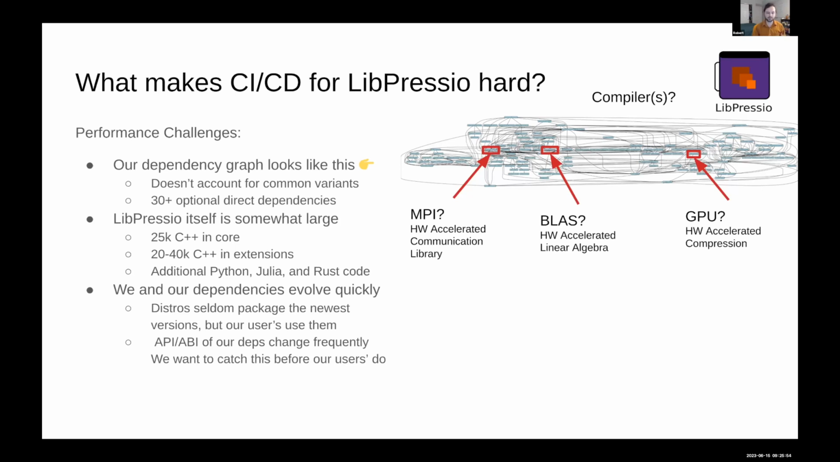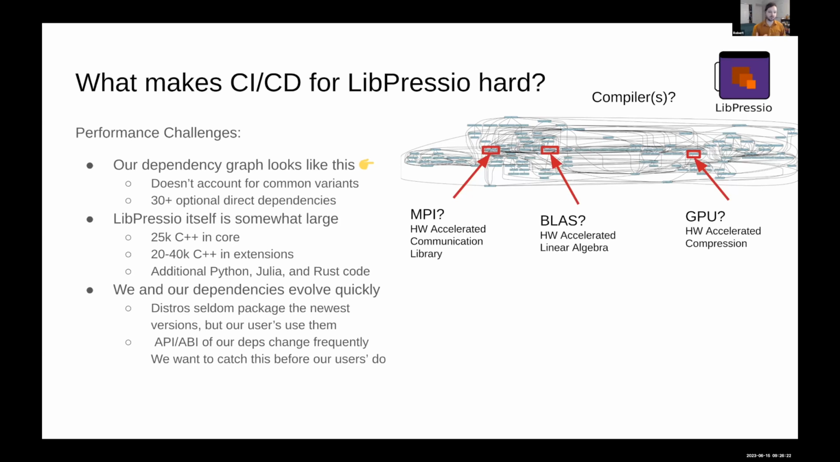And then on top of that, LibPressio itself, to minimize the difficulty of installing it on various platforms where you may not have support for specific things, has 30 plus direct optional dependencies that we can potentially turn on and off. LibPressio itself is somewhat large: 25,000 lines of C++ code in its core, and somewhere between 20 to 40,000 additional lines in its extensions. And then there's additional Python, Julia, and Rust code on top of all of that.